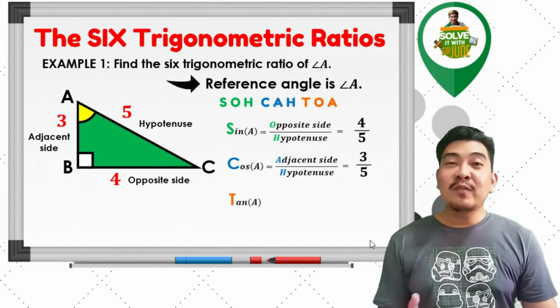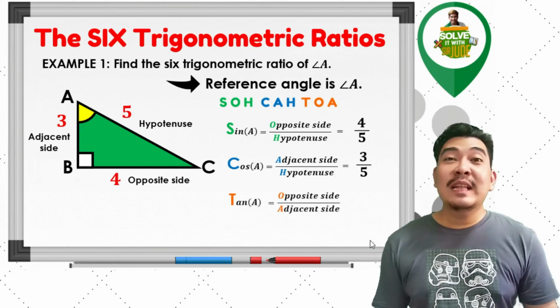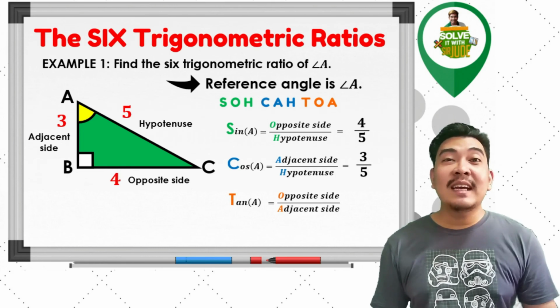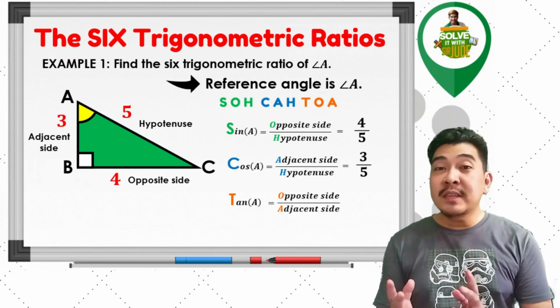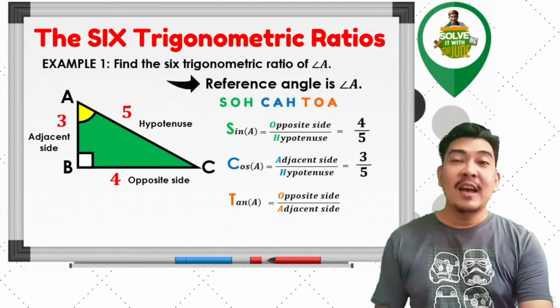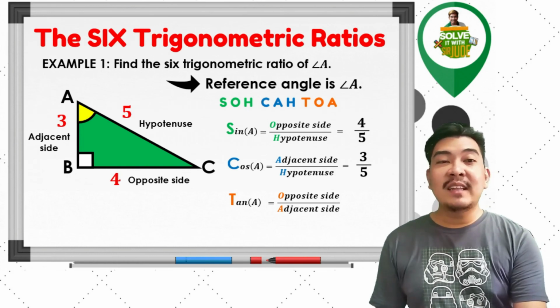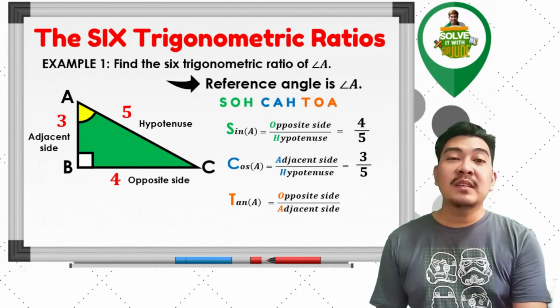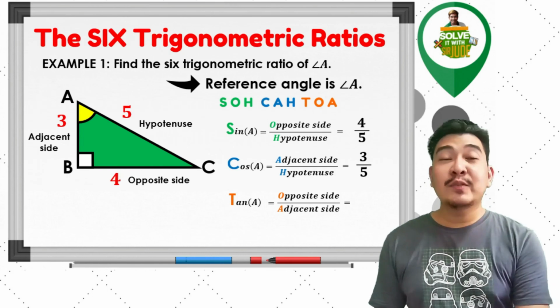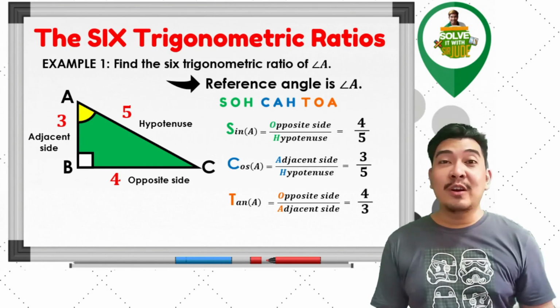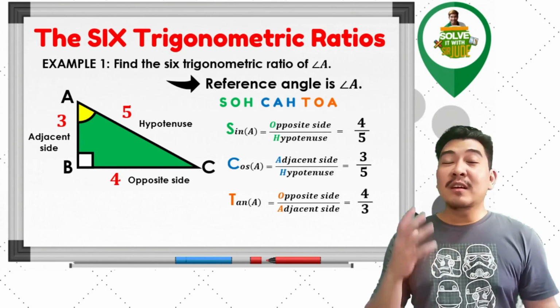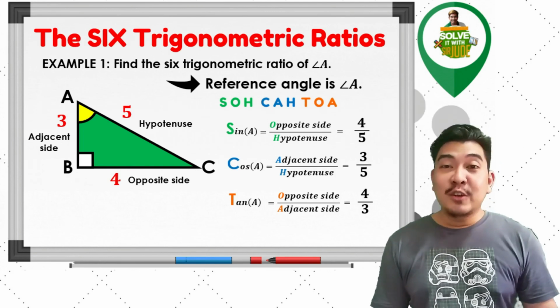And then the last one for SOHCAHTOA is tangent. So we now have tangent A since the acute angle is A. So that will be the opposite side over the adjacent side. So we all know that the adjacent side here is 3 and then the opposite side is 4. By a matter of substitution, we now have 4 over 3. So we are through with the first 3 trigonometric ratios.